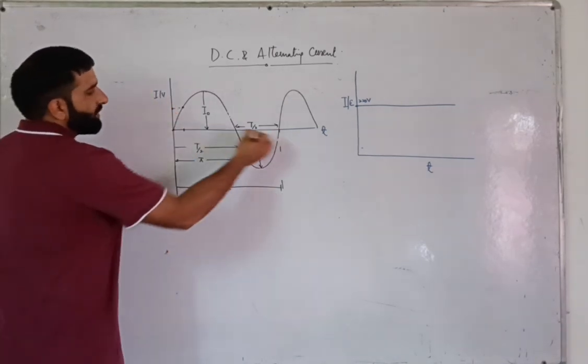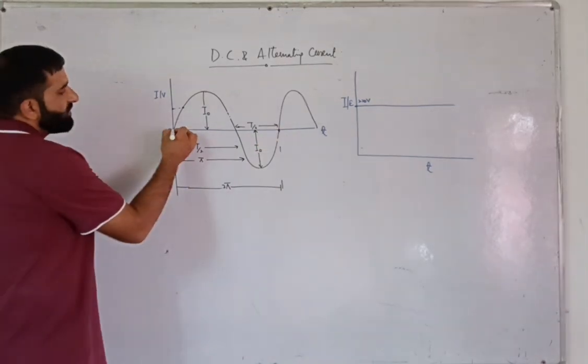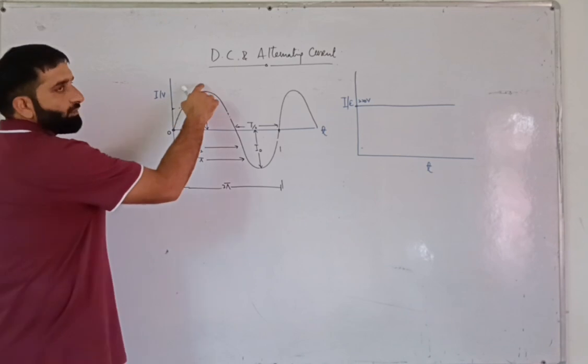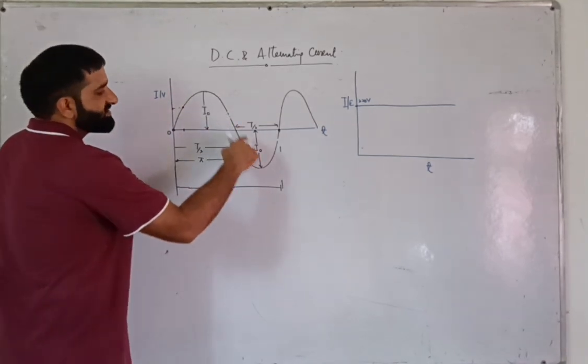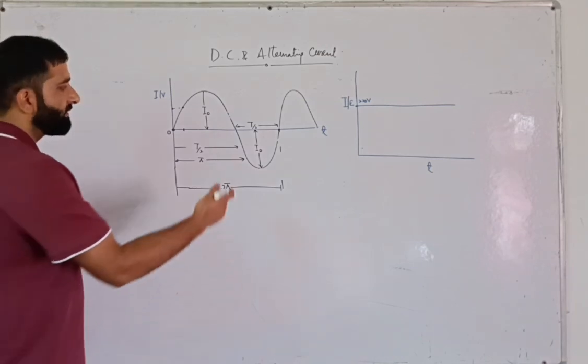So from this point to this point we have a cycle, and in this cycle the value of the current or voltage goes from 0 to maximum value, from maximum to 0, 0 to minimum, and minimum to 0, and it repeats cycle after cycle, and that depends upon the frequency.